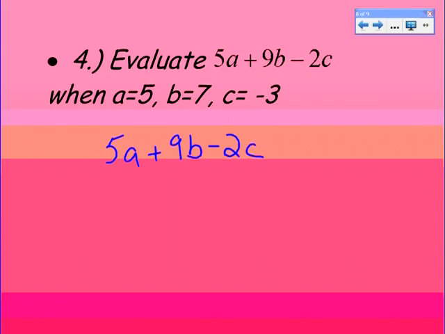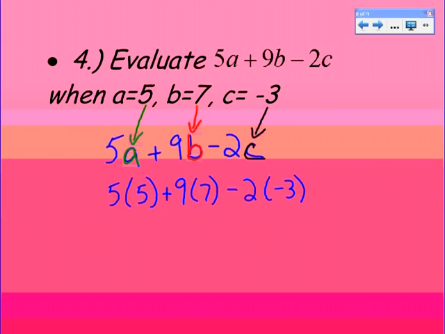Okay, this gets a little complicated now. We're using different variables, so I'm going to make each one a different color. I have A is green, B is red, and C is black. Okay, so now I'm going to take my 5, put it where I see an A, that's the only A. Take my 7 where the B is, and C is my -3. So when I rewrite that, I will have 5 times 5 plus 9 times 7 minus 2 times -3.